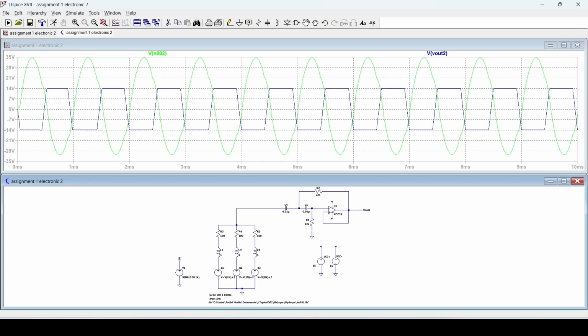Hi, I am Muhammad Naeem, and I'm going to talk about the result of the assignment, active filter for electronic tool. As we can see within LTspice, the bottom part is the circuit and the top part is the graph of the V in, which is V(n002), and V out 2 is for the V out.